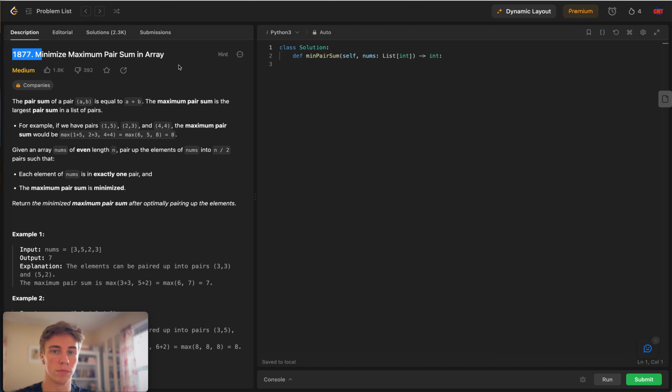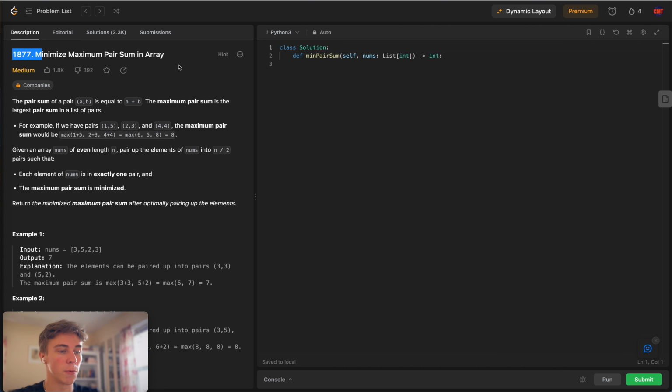So, description. The pair sum of a pair a, b is equal to a plus b. The maximum pair sum is the largest pair sum in the list of pairs. Okay. For now, everything makes sense.